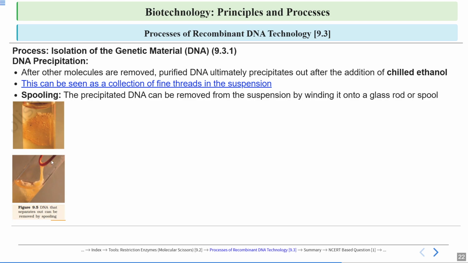This is a spool. Okay. And what happens is all this DNA gets wound onto this glass rod or spool, and this is how we can isolate our DNA.